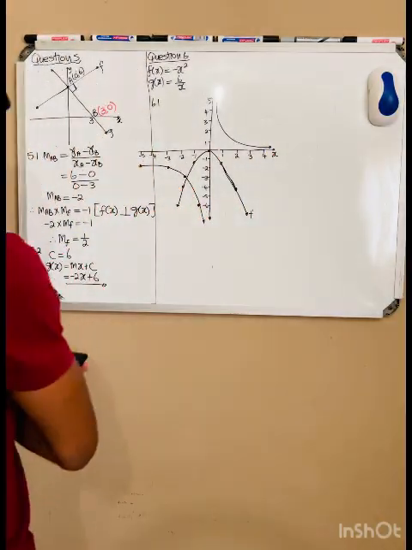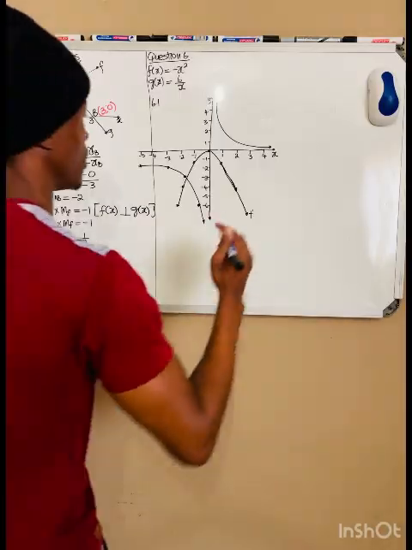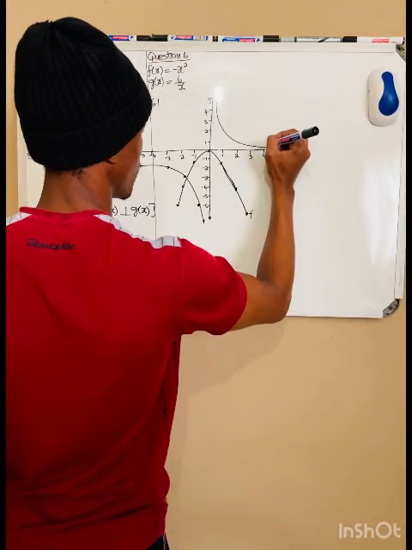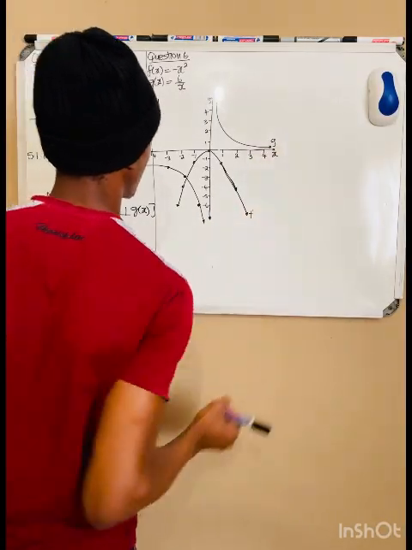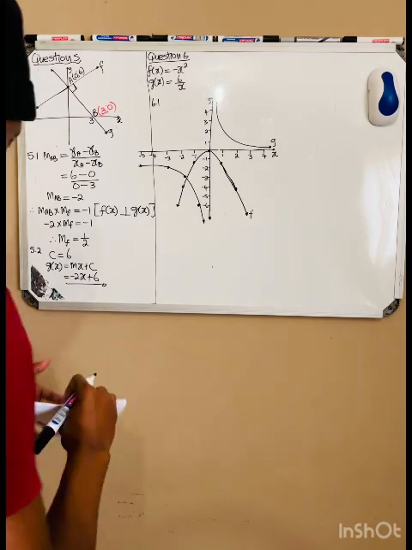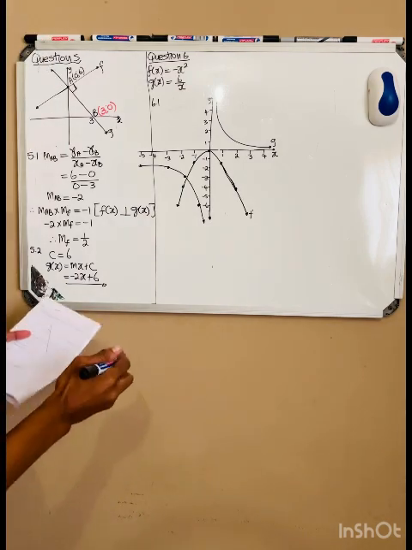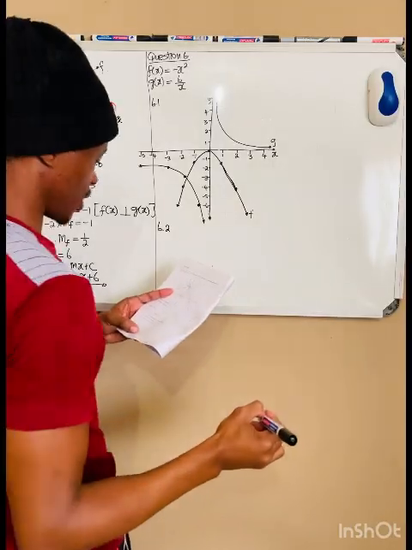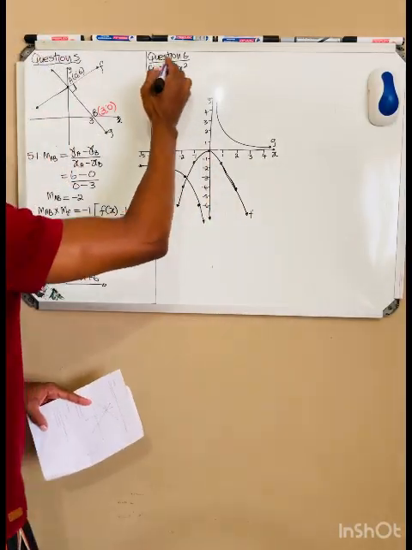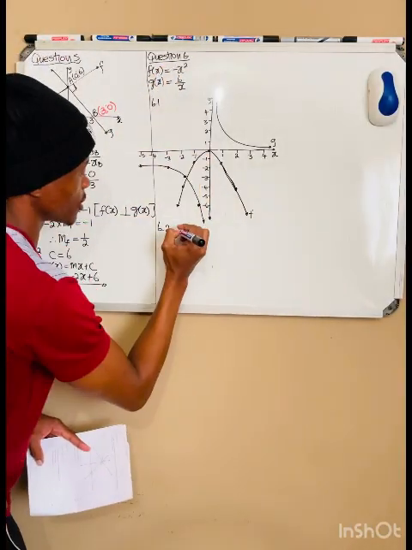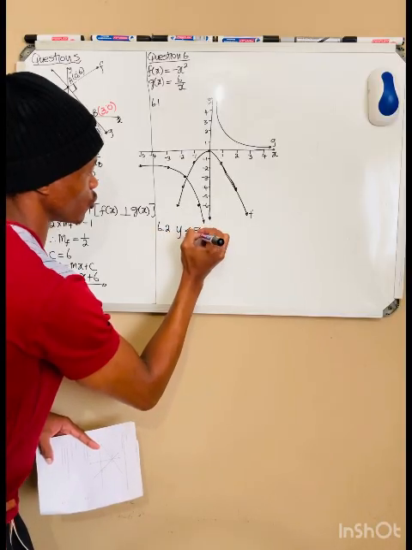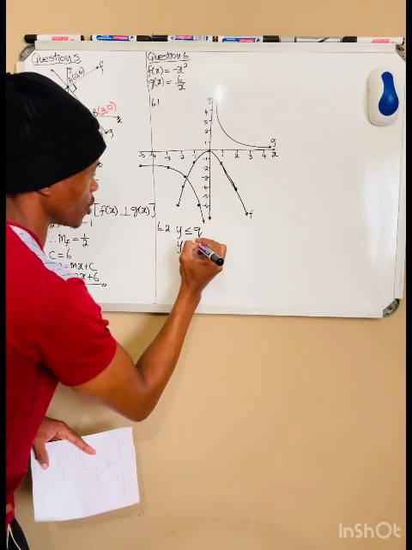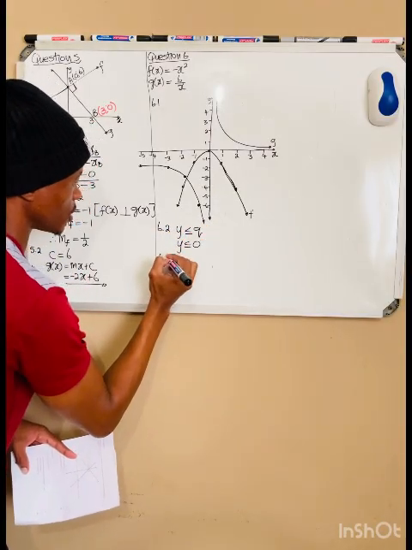So these are our functions. This one is f. This one is g. Then now 6.2. They are saying write down the range of f. You know, this is concave down. This is a parabola. So y is less than or equal to q, which is y is less than or equal to, what is q, 0.